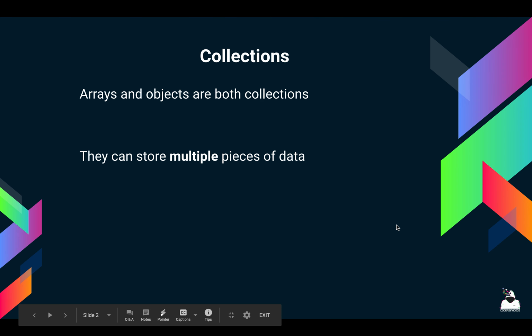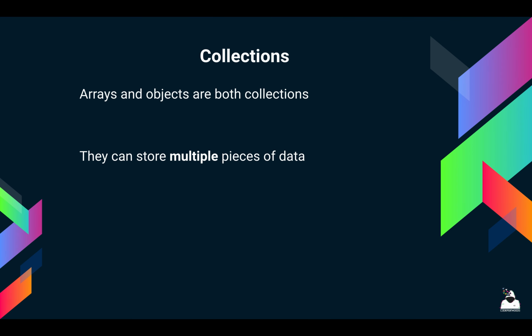The types of data that we looked at a couple of weeks ago, strings, numbers, booleans, undefined, all of those are individual pieces of data, and our collections store multiple pieces of data. They can also store other collections. So an array can be an array of arrays. An object can have nested objects. That's how we refer to an object inside an object. But we'll look at that a bit later on.